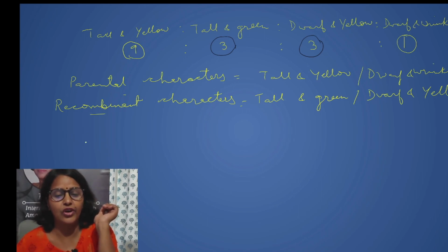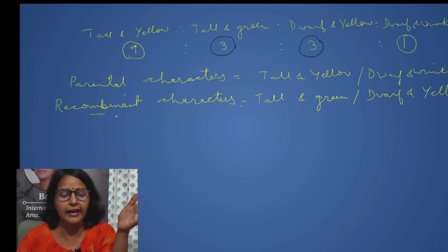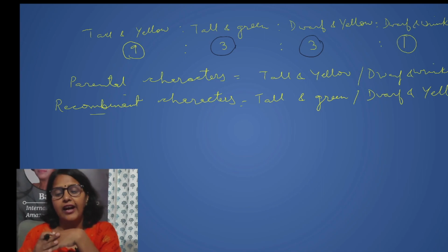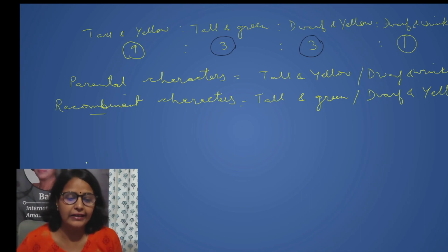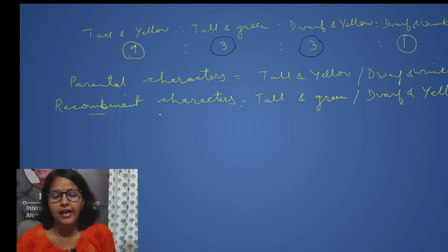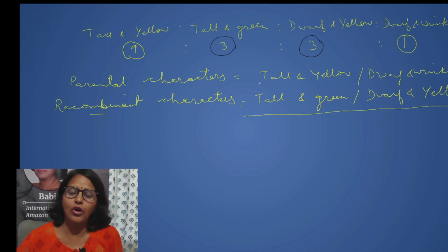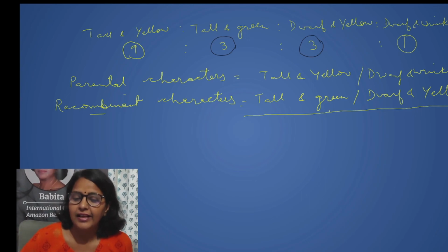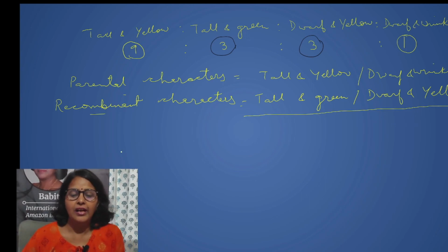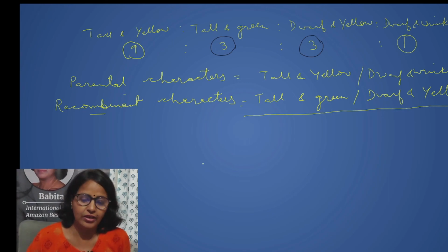Law of independent assortment says that when we are considering 2-3 characters at a time, during gamete formation, they are independently assorted out. It is not that they will be linked together. They are independently assorted out, and this is what the law of independent assortment states. So how is it proved? We get 2 new characters. Had it not been independently assorted, we would always get the same parental characters. But as we are getting 2 new characters, this suggests that during gamete formation, the characters are independently assorted out.